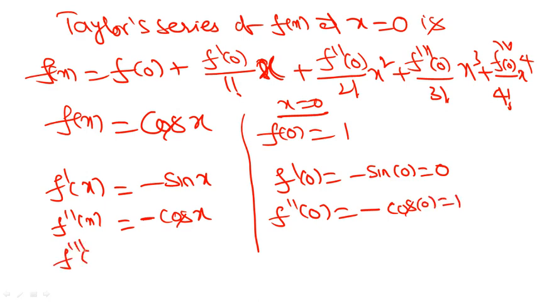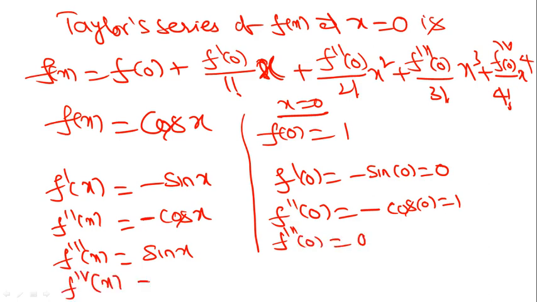f triple dash of x, the derivative of minus cos x, is plus sin x, so f triple dash of 0 is sin 0, which is 0. f fourth dash of x, the derivative of sin x, is cos x, so f fourth dash of 0 is 1. Now replace all the values.